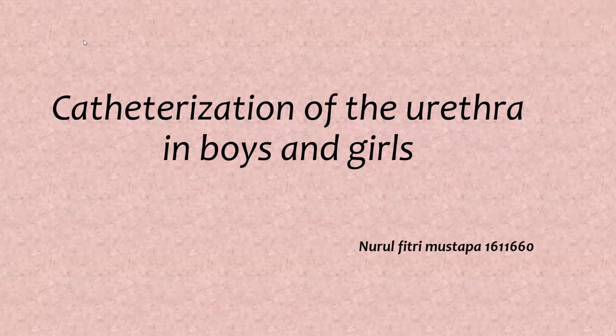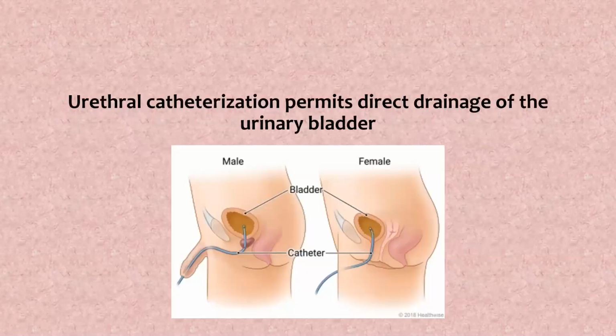Okay, my name is Nur Fitri Mustafa, and I will present two topics, which are the catheterization of the urethra and also the nasogastric tube insertion. So we start with the catheterization of the urethra in boys and girls. Urethral catheterization is used to permit direct drainage of the urinary bladder for both male and female.